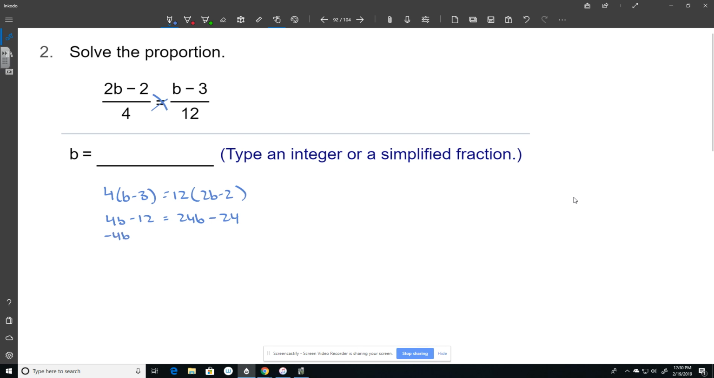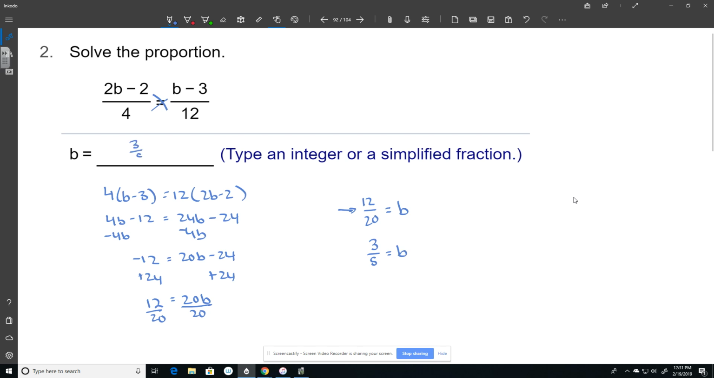Now we'll minus 4b from both sides. So negative 12 is equal to 20b minus 24. You add 24 to both sides. So positive 12, because it's negative 12 plus 24, equals 20b. And then you're going to divide by 20. Now, here's where we need to be careful, because my answer comes out 12 over 20 is equal to b. But it wants me to type an integer or a simplified fraction. This is not simplified. It reduces to 3/5.